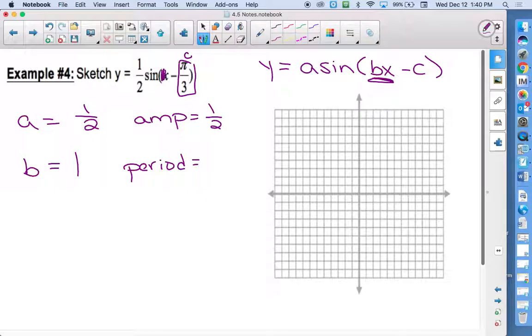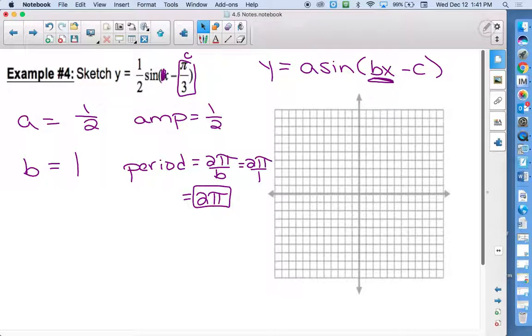How do you find the period? Brandon? 2 pi divided by b. Well, in this case, 2 pi divided by 1 is just 2 pi. This one has a standard period because the number with x is just 1. Brandon? So c over b equals c. Technically, because the phase shift is c over b.